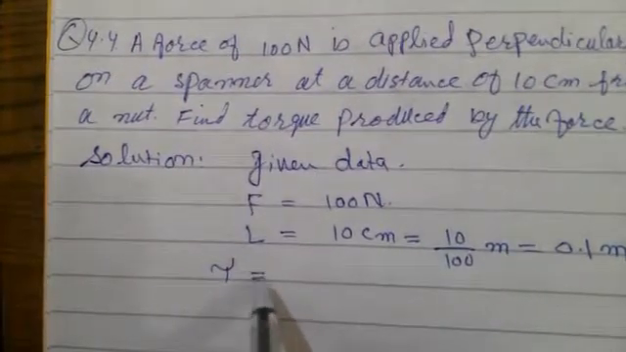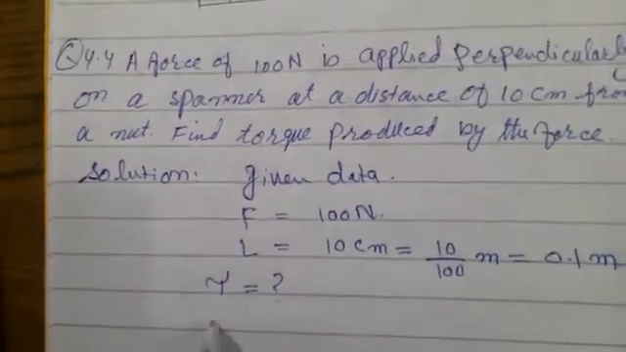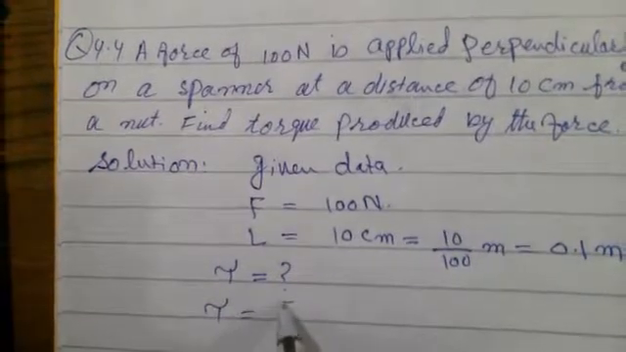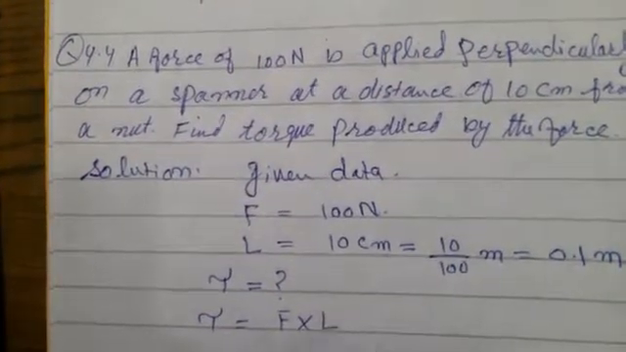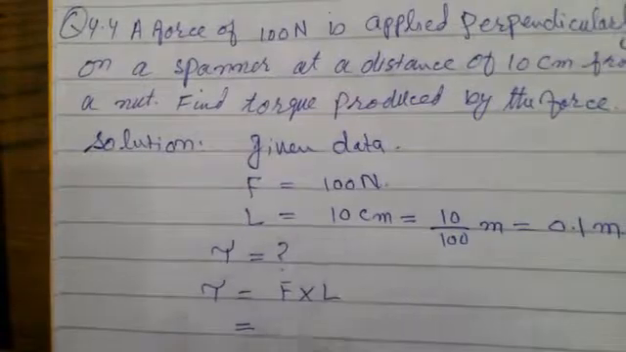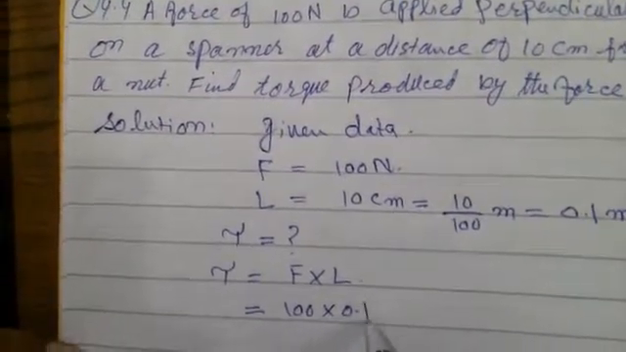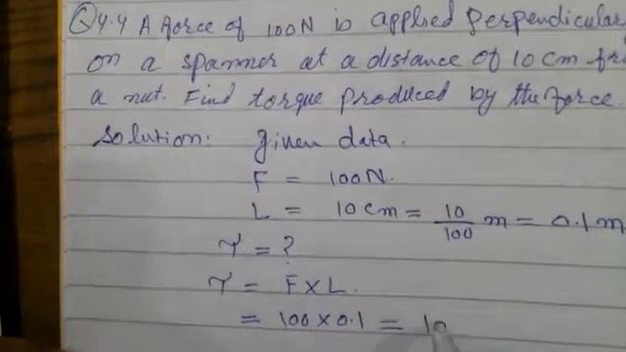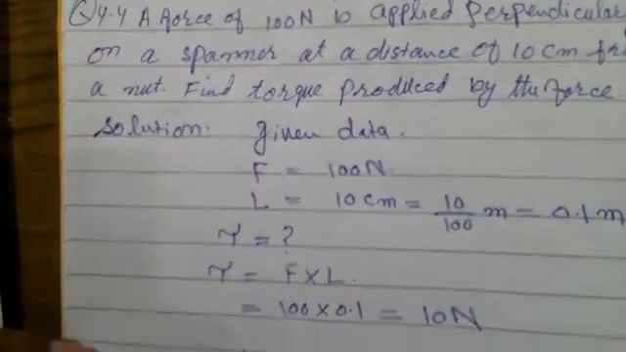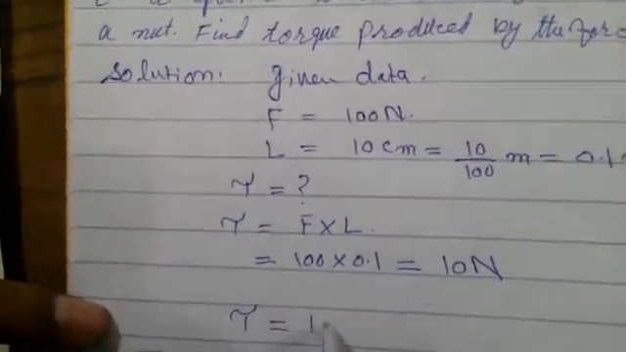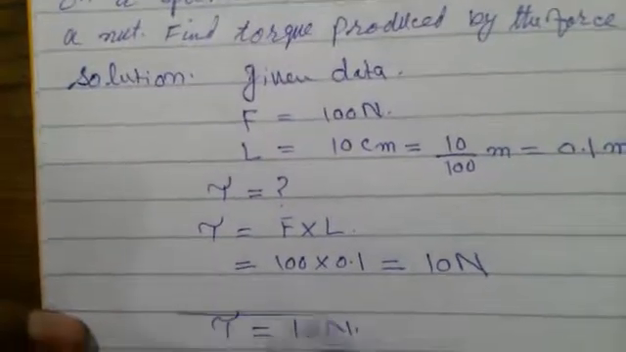We need to find the torque, tau. So tau is equal to F into L, which is equal to 100 into 0.1, which is equal to 10 Newton. Required tau is equal to 10 Newton.